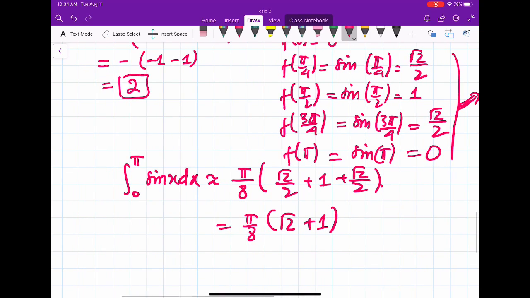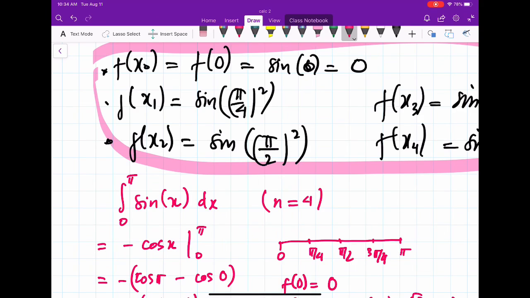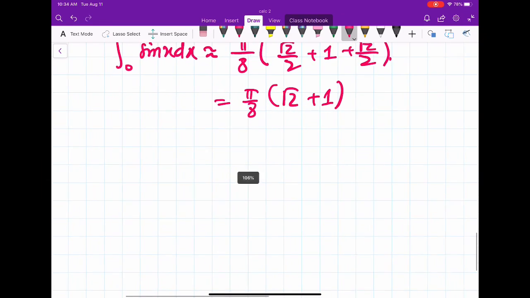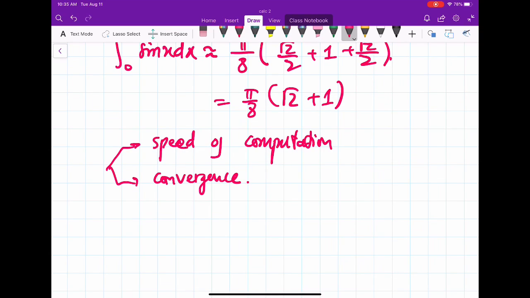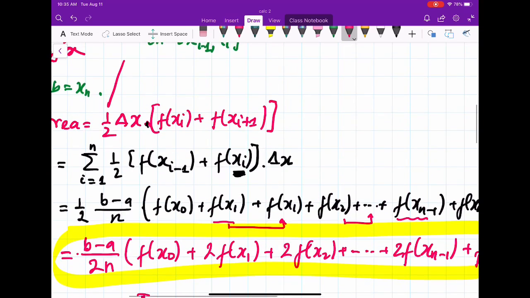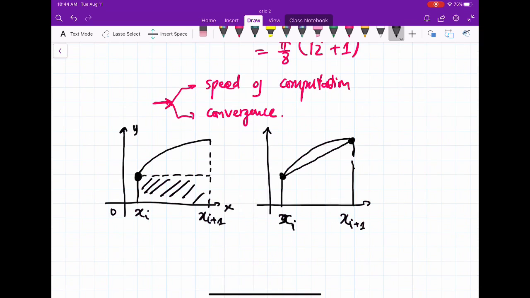Another problem when you use numerical integration is which method is faster, and you need to care about the convergence. You need to care about the speed of computation and the convergence. So what does convergence mean? When we increase the number of subintervals, if you consider the limit of the right hand side when n approaches infinity, you get the integral. So how fast you approach the limit, that is about the speed of convergence. Does that make sense?